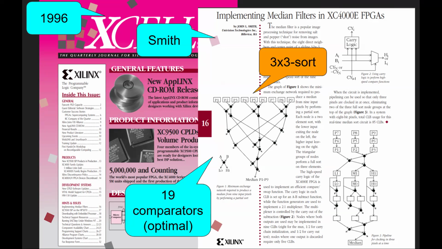And you can see here what he's doing. He has a 3 sorter here, so there are 3 inputs, and you can sort 3 inputs using 3 comparators, and he sorts those, and then combines them, and finally you compute the median there. So that's an idea that will turn up again.